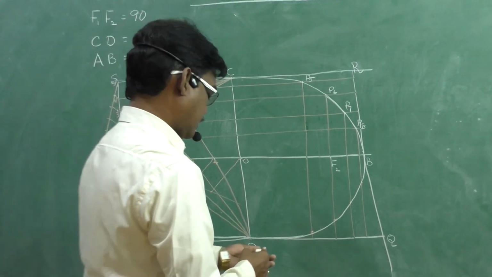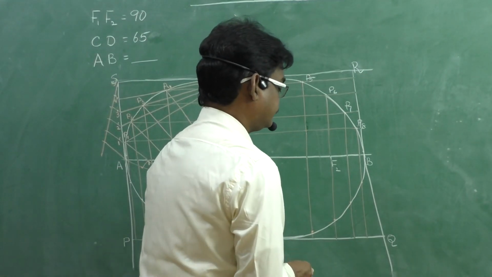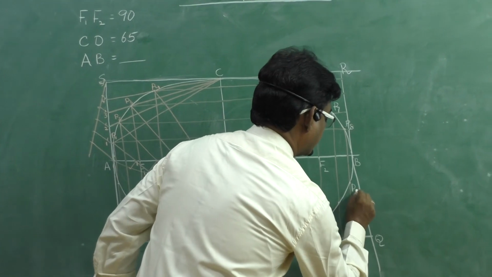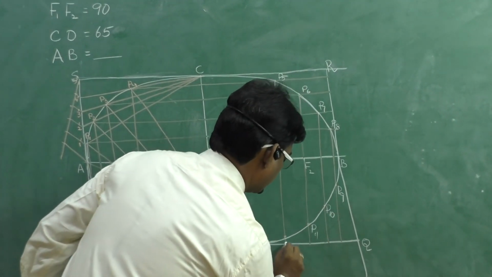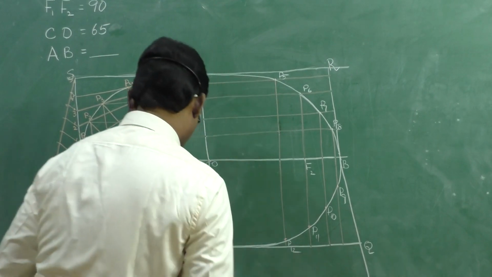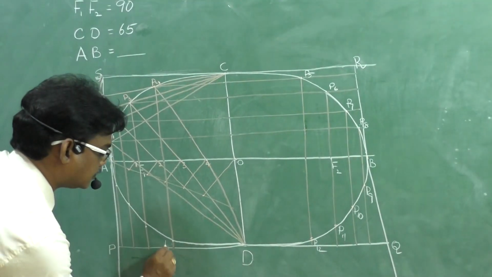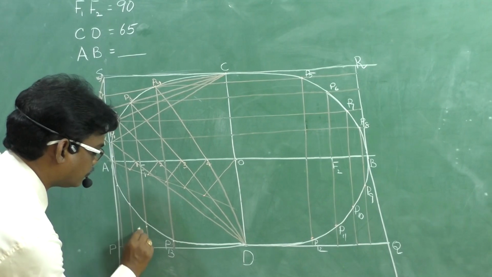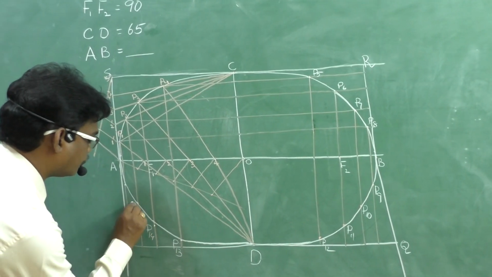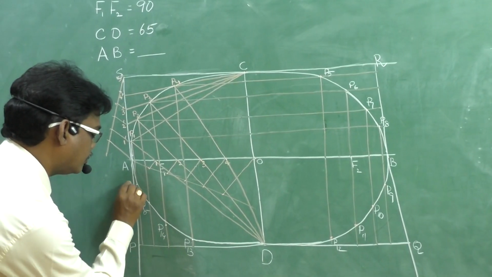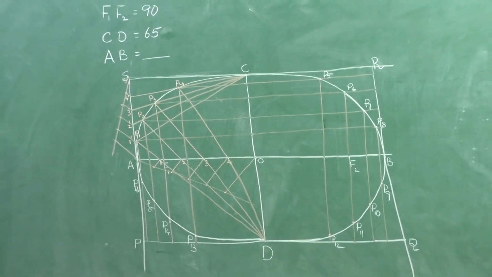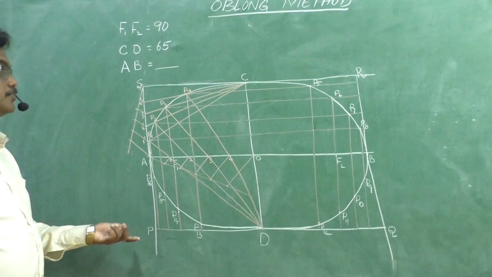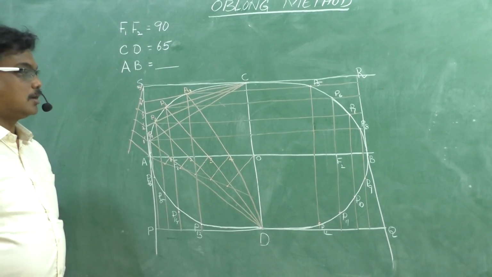Okay. Now name it P9, P10, P11, P12. After that, this is P13, P14, P15 and P16. Okay. Now we got the required ellipse by using the oblong method.